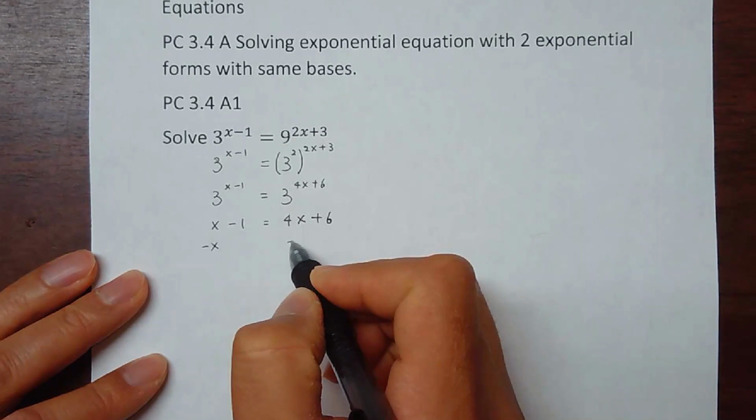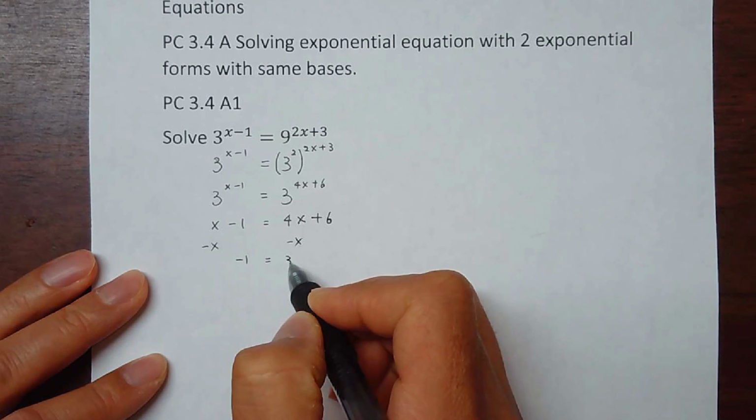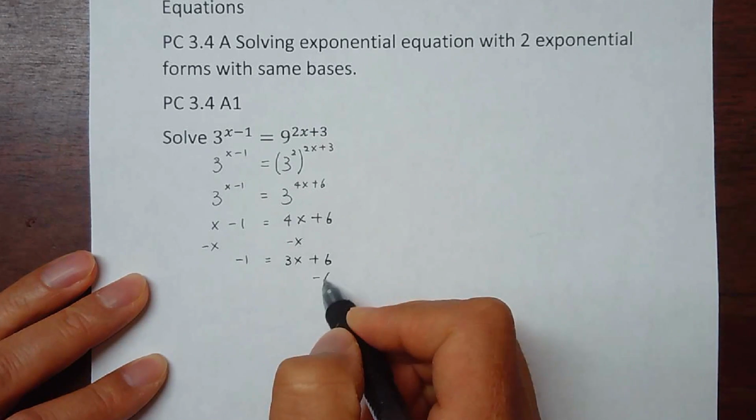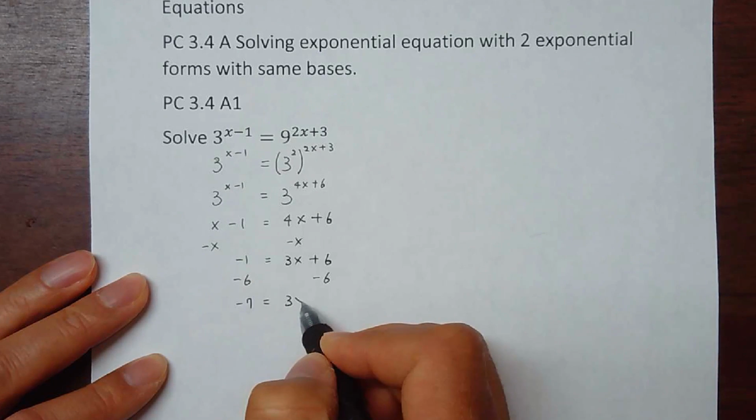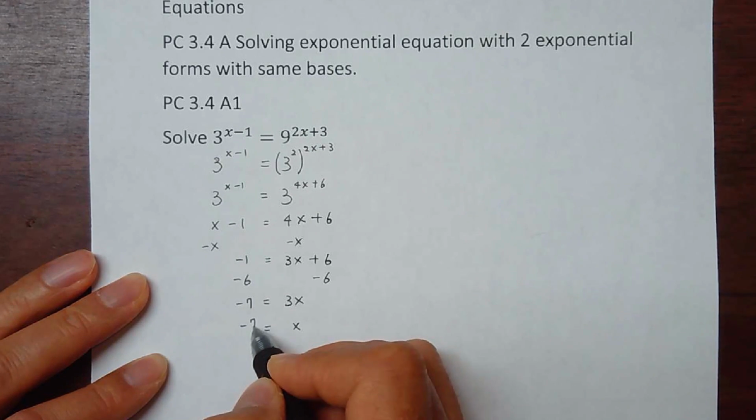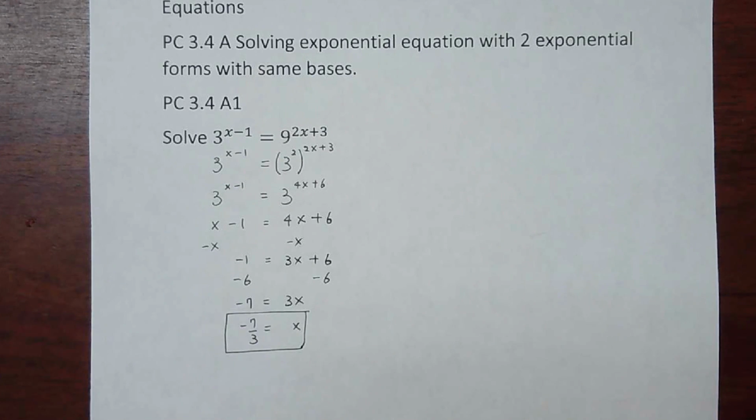Minus x, minus x. So you got 3x plus 6, minus 6, minus 6, you got minus 7 equal to 3x. x equal to minus 7/3. That will be our final answer.